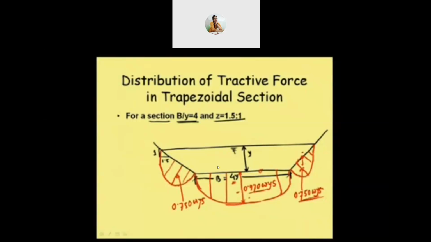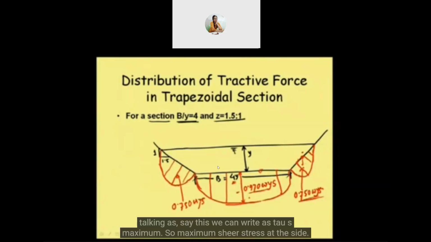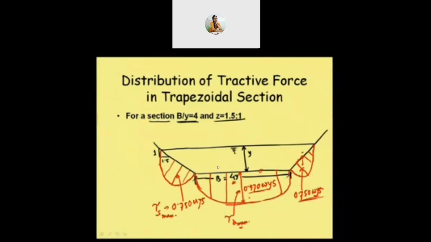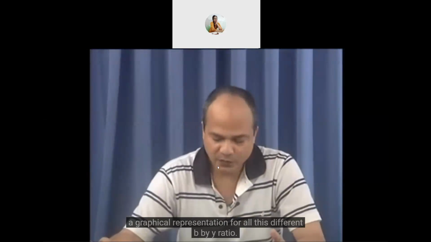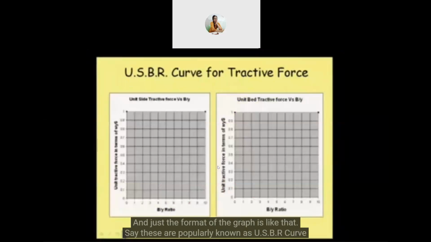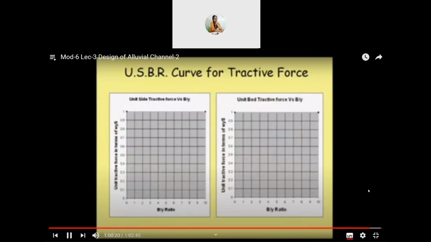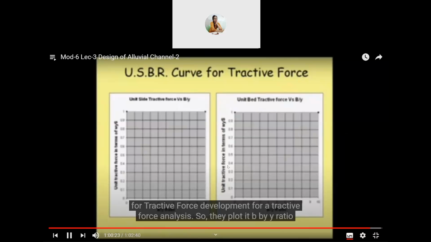So finally, in the USBR work, here I am just showing the distribution. This we can write as tau S maximum, the maximum shear stress at the side, and this we can write as tau B maximum. That means out of all the bed stresses, it is the maximum. And then for different B by Y ratios, they gave a graphical plot for the side shear stress and for the bed shear stress. The format of the graph is like that. These are popularly known as USBR curves for tractive force analysis.